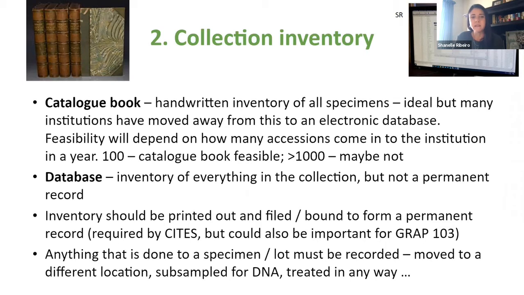But CITES does say that registering an institution for CITES permit exemption for the exchange of materials requires that a permanent catalogue book be maintained. They do say this may be in the form of a handwritten catalogue book or a print out of the database. And then anything that is done to a specimen or a lot must be recorded here. So for example, if it's treated in any way, or moved to a different location.